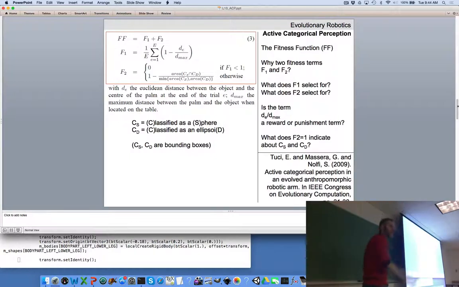Why do that? Yes? So that's like the ratio of how much of the smaller one is overlapping with the bigger one? Exactly. And so if you had the smaller one entirely within the bigger one, the area of overlap might not be that big, but it's useless. That's right, exactly. So let's draw this. If C sub D is huge, C sub S is very small, and it's completely contained within C sub D, this is no good, right? The robot cannot distinguish between spheres and ellipsoids. So this should be as equally bad as C sub S and C sub D being exactly the same size and perfectly overlapping. So this ratio makes sure that these two situations get exactly the same value, which is what?